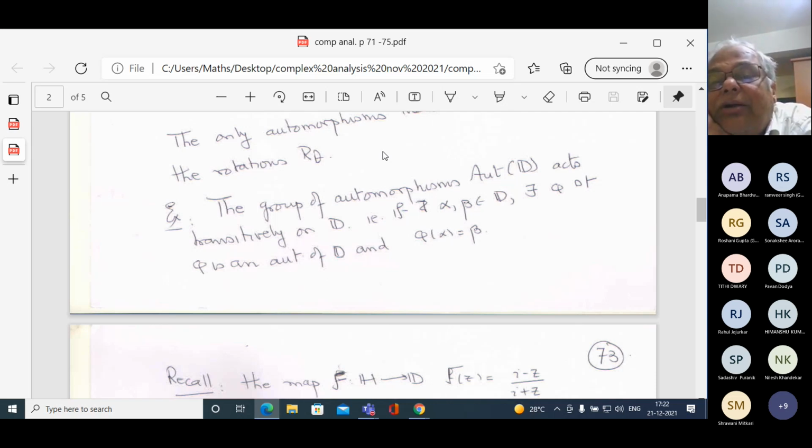Given any alpha and beta in the disk, there exists a phi such that phi is an automorphism of D, and phi maps alpha to beta. Why? Because given any alpha, you can find an automorphism which maps alpha to 0. Similarly, you can find an automorphism that maps beta to 0. So if you call those automorphisms phi1, mapping alpha to 0, and phi2, which maps beta to 0, then phi2 inverse phi1 is going to map alpha to beta.